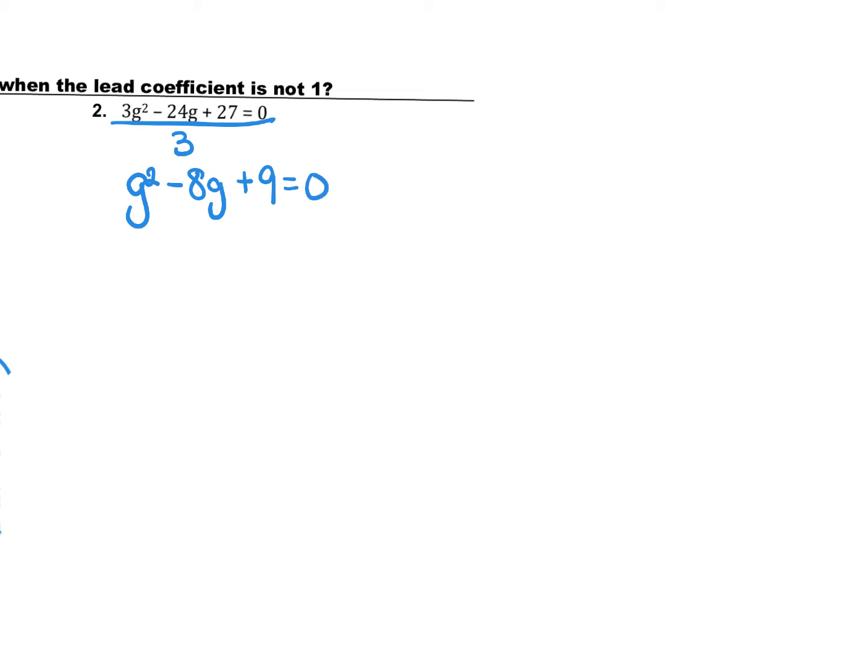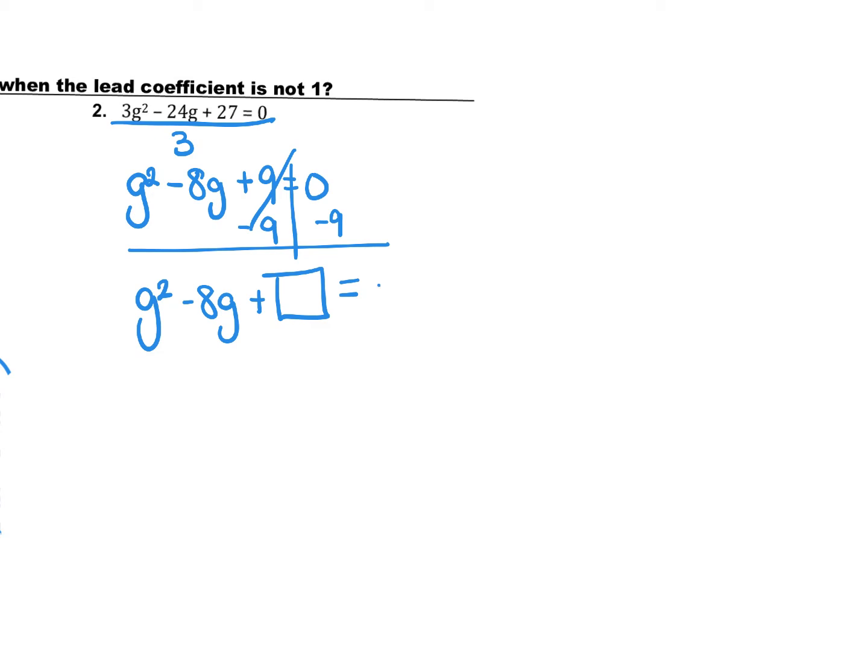All right, so again, let's subtract 9 on both sides. Now we have g squared minus 8g plus something is equal to negative 9 plus something. Again, we find that third term by taking negative 8 divided by 2, which is negative 4. Negative 4 squared is 16. So I'm going to add 16 on both sides.